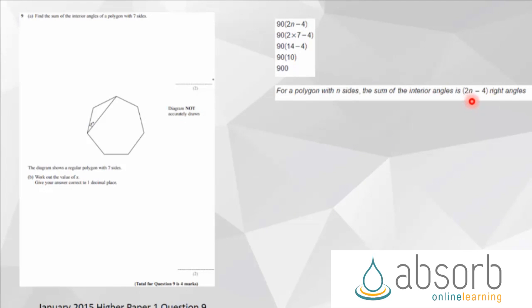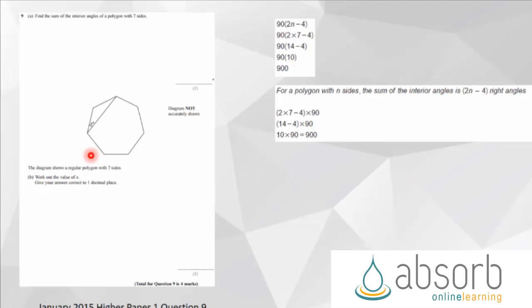Now we know that for a polygon with n sides, the sum of the interior angles is 2n minus 4 right angles. That's what we've got up here. There's your right angle, 90. So 2n minus 4 times 90, or 90 times 2n minus 4, whichever way you want to put it. And we can start putting the values in. We can see we get back to the stage that we were at in the previous part of the question where we had 900 as the answer for the sum of the interior angles.